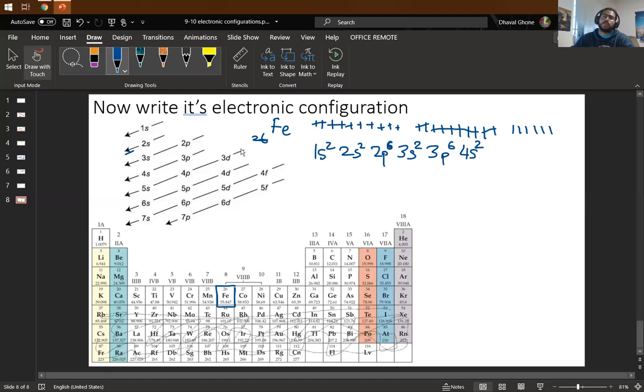After 4s, I go to 3d. I know d can hold 2 plus 4 plus 4, that's 10 electrons. So I'm going to count 1, 2, 3, 4, 5, 6. I only have 6 left, but it can hold 10. That's fine. I'm going to put the 6 here, let them live happily over there. And so my electron configuration would be Fe26 equals 1s2, 2s2, 2p6, 3s2, 3p6, 4s2, 3d6.